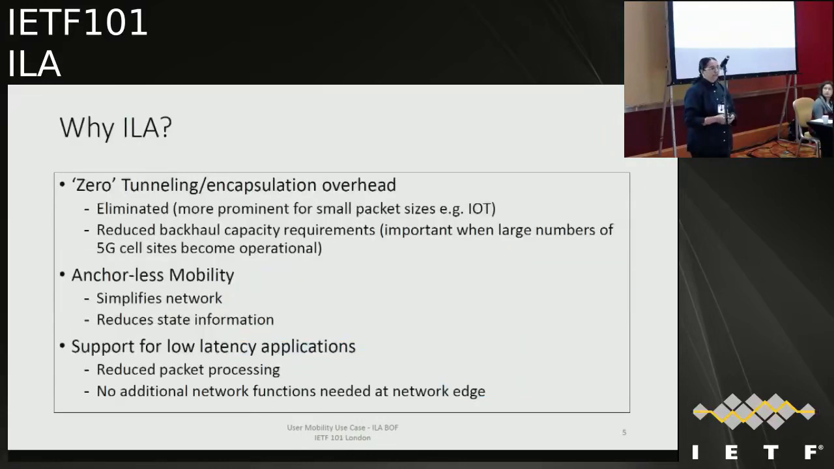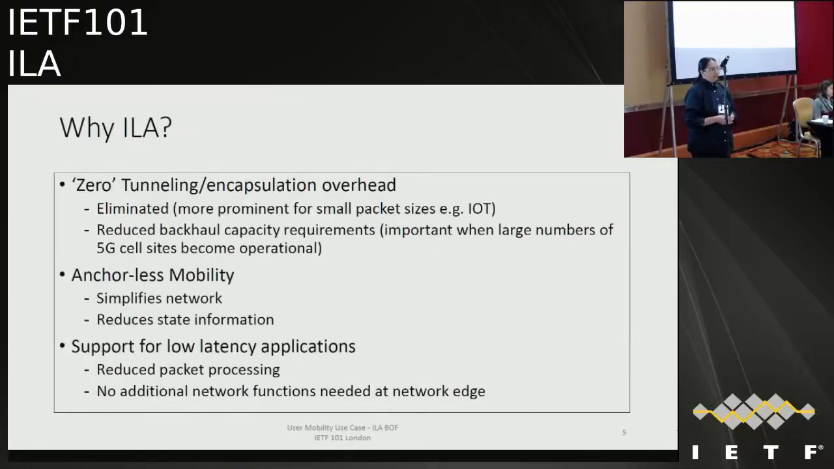Why ILA? One of the reasons ILA is attractive is because it does not have any encapsulation, and there is a promise of elimination of tunnels. And why is it important for us to not have encapsulation and tunneling? If the packet is a 1500-byte IP packet, a 50-byte overhead is not an issue, 3%, you can go ahead with that. But if the packet is a small packet size of 100 bytes, an overhead of 50 bytes is significant. And if the overhead is reduced, what does it mean to us?